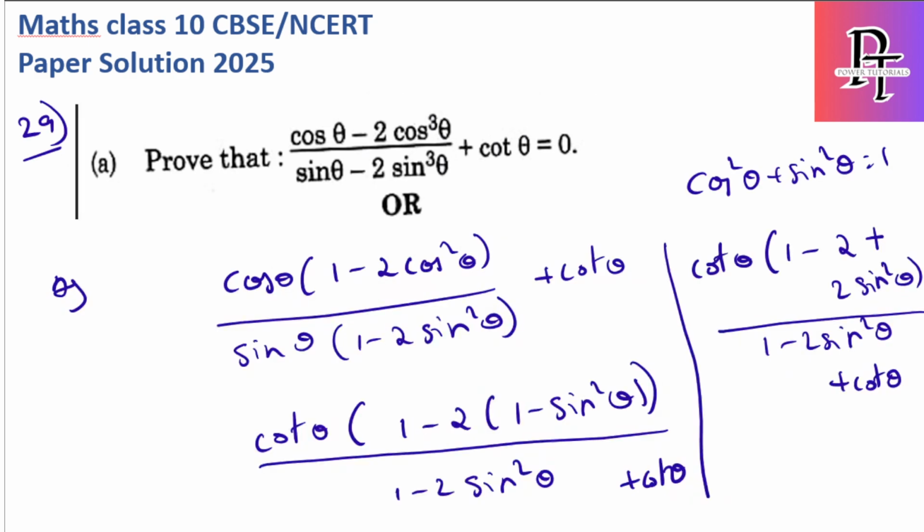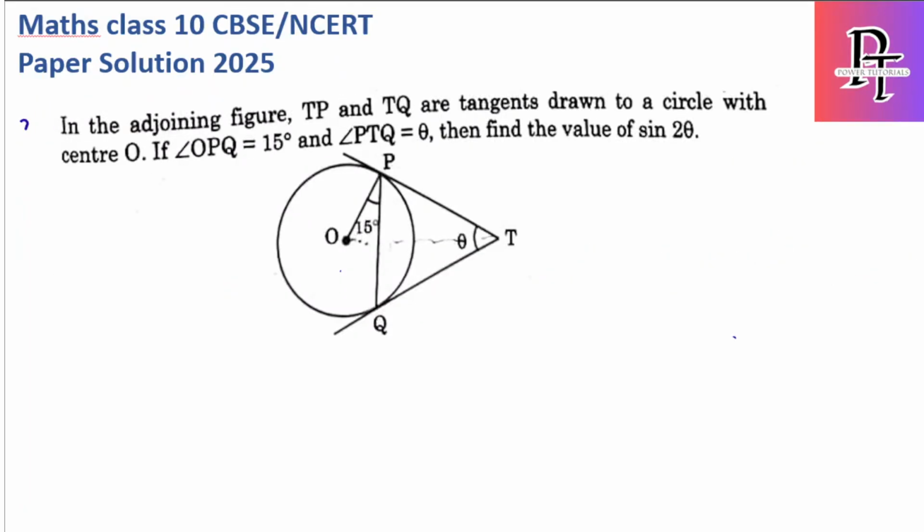This is which number? 29th is done. So this is 30th question. Okay, this is the last question for section C. I'm sorry, I got a cold, so there is some disturbance, but still, let's continue with the question. In the adjoining figure, TP and TQ are the tangents. Angle OPQ is 15 degrees. PTQ, this whole angle is theta. Find the value of sine 2 theta. I think a similar question is already there in the exercise questions as well. So if you have followed all the exercise questions of the triangles and circles chapter, you will definitely solve this question.